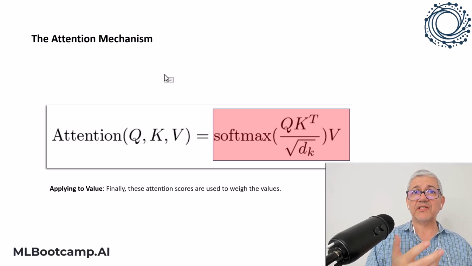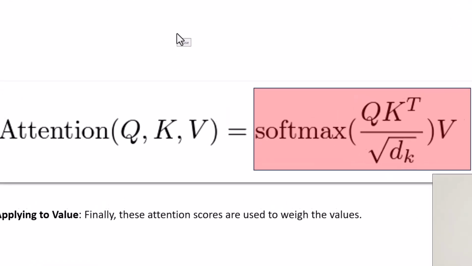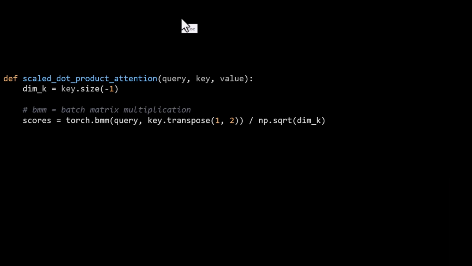So how is this attention formula implemented? We will create a function called scale.productAttention that will receive query, key, and value. Then we will calculate the scores by multiplying query and the key transposed. After that multiplication, we will divide it by the square root of the dim k that we calculated previously.